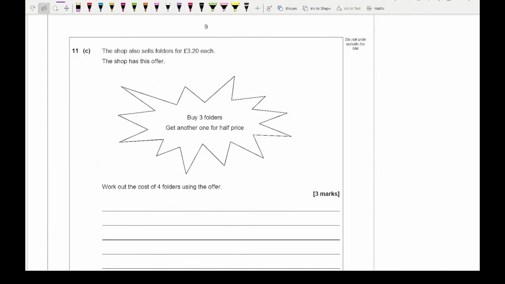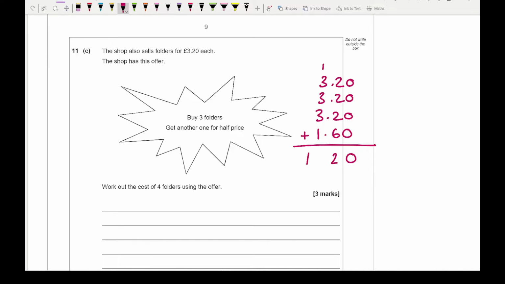So then moving on to question 11C, it says the shop also sells folders for £3.20 each. The shop has an offer of buy 3 folders and get another 1 for half price. Work out the cost of 4 folders using the offer. So for this, we need to work out the price of one folder, which is full price, another one, which is full price, the third one, which is full price, and then the fourth one is going to be half price, which is going to be priced at £1.60. So working in pounds, what we then need to do is just add these four numbers up. So I've got 0, 2 plus 2 plus 2 plus 6 is 12, and then carry the 1, and that gives us an answer of £11.20.